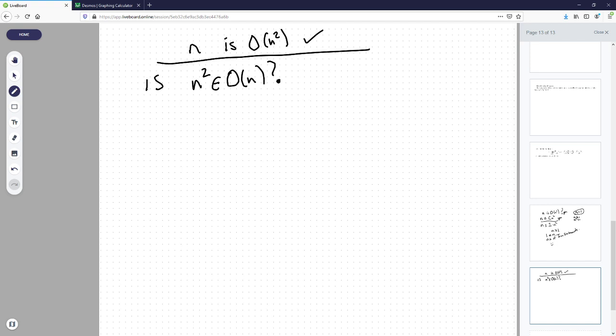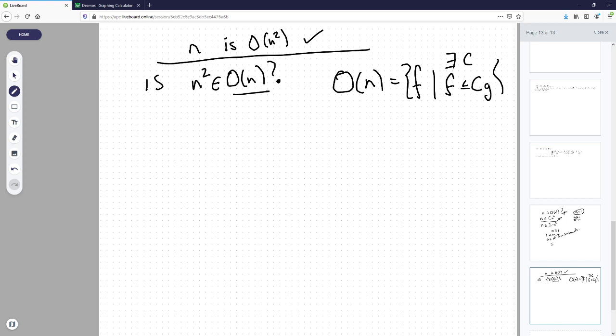And so you notice that I'll use this little in symbol. One way that you can think of big O of n is as the set of functions f such that f is less than or equal to a constant times g, such that there exists a c, etc. So that's definitely a legal way to think about it. So if you think about big O of n as all of the functions so that f is less than c times g, then the question is, is n squared in there? Is n squared less than or equal to a constant times n?